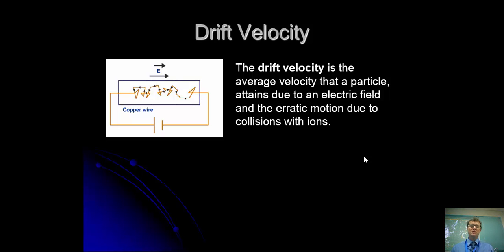One thing I should mention, because I'm going to reference it in a proof, is something called the drift velocity. Now, drift velocity is the average velocity that a particle attains due to an electric field, and this is the erratic motion due to collisions with ions. So if an electron is passing through a copper wire, the overall velocity of its motion would be known as the drift velocity. Okay, so I'm just clarifying that because I'm going to use that as I develop some ideas.